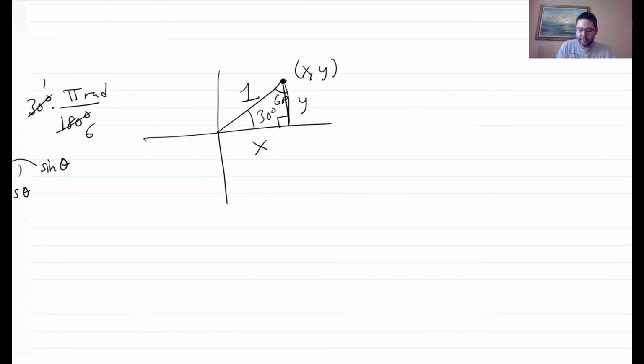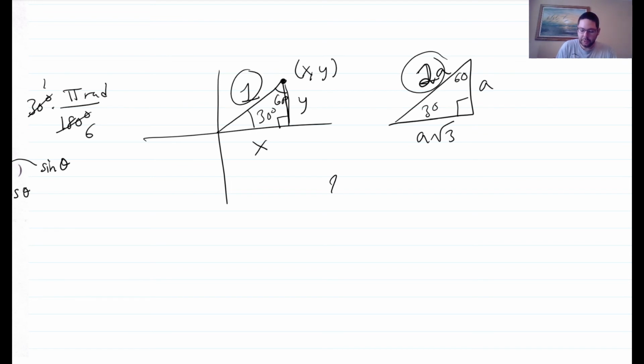Okay, so we know that it's a special triangle, 30, 60, 90. The 30-degree side has the a, the 60-degree side has the square root of 3, and then this is 2a for the hypotenuse. So just like before, I know that 2a is 1, so a has to be a half. Therefore, this is a half, and this is square root of 3 over 2.